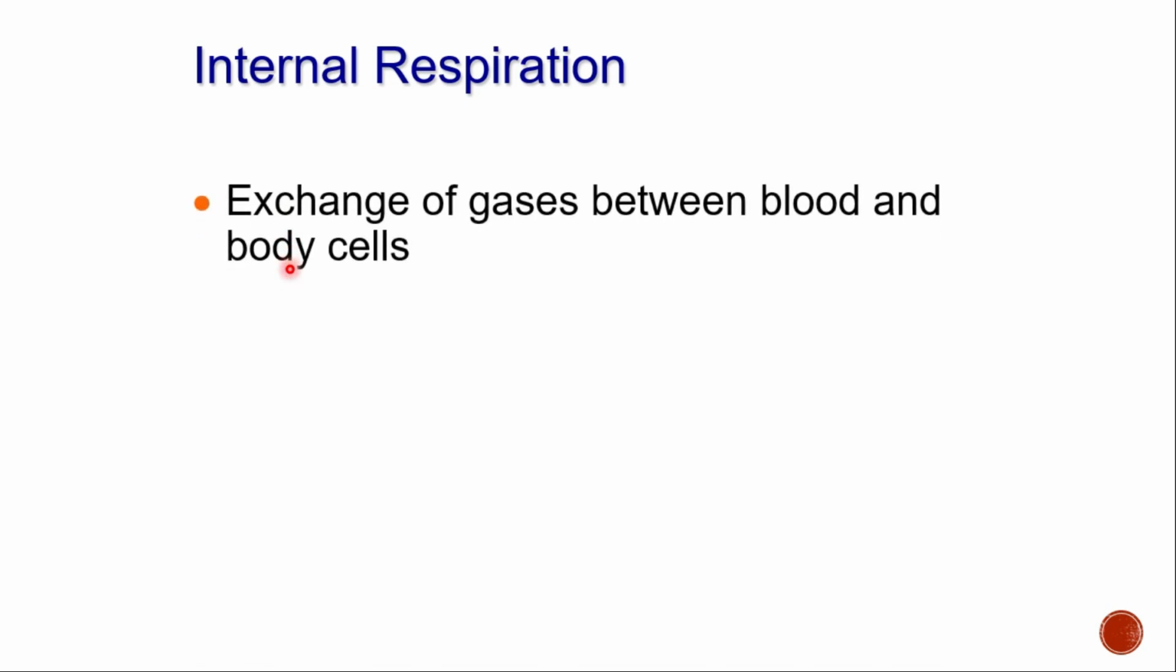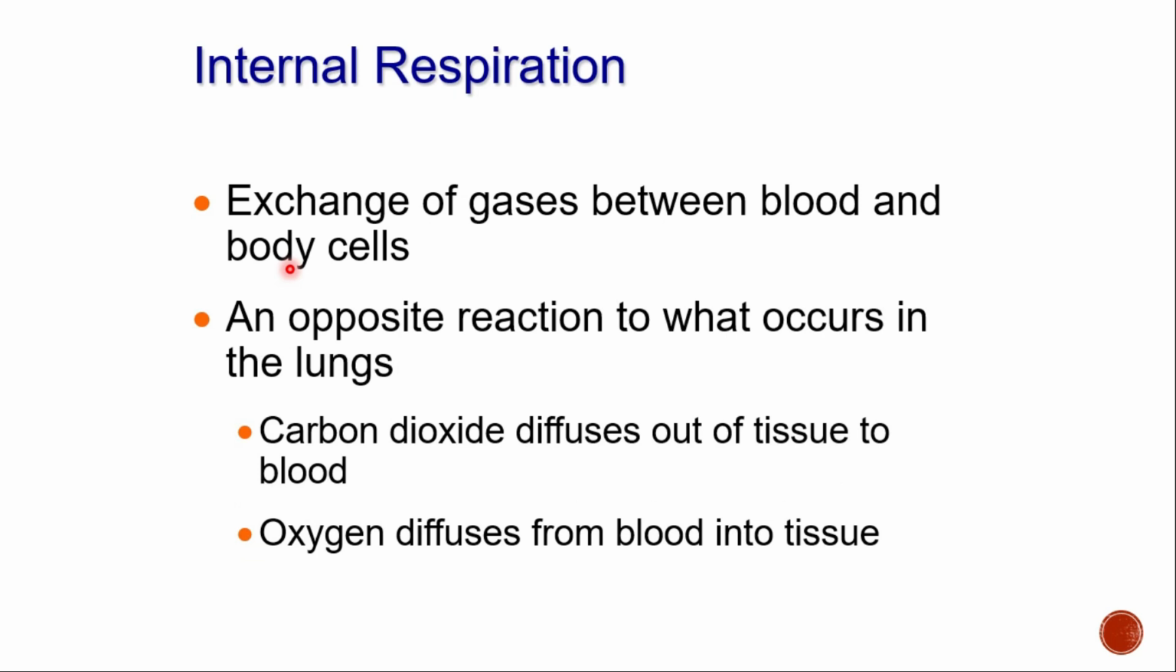So for internal respiration, we can say that it's the exchange of gases between blood and body cells and is the opposite reaction to what occurs in the lungs, that is, what occurs in external respiration. So we can see here that external respiration takes place at the lungs and internal respiration takes place at the blood. There are two phases of respiration, from lungs towards blood and from blood towards tissues. The first one is external, and the second one, from blood towards tissue, is the internal one.